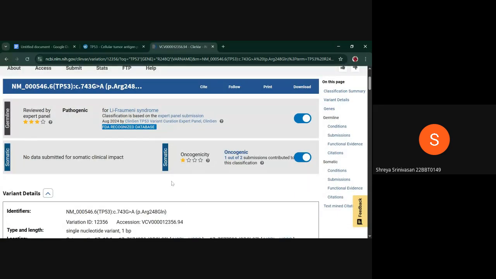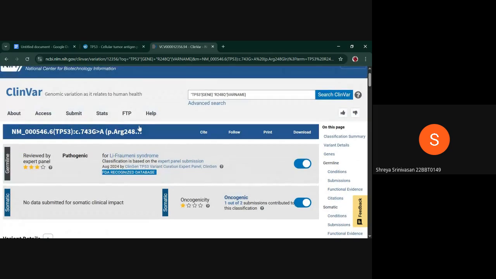Okay, so now from this data, here it mentions that there's a change at the protein level from arginine to glutamine. That means there has been a change in the coding sequence at position 743 from G to A. That's what this is saying. So here it will give you information about two parts. One is germline and one is somatic. Can any of you tell me what the difference between germline and somatic is?